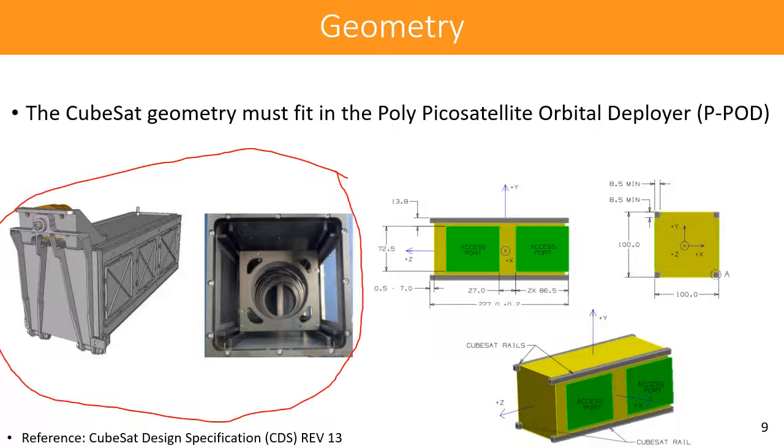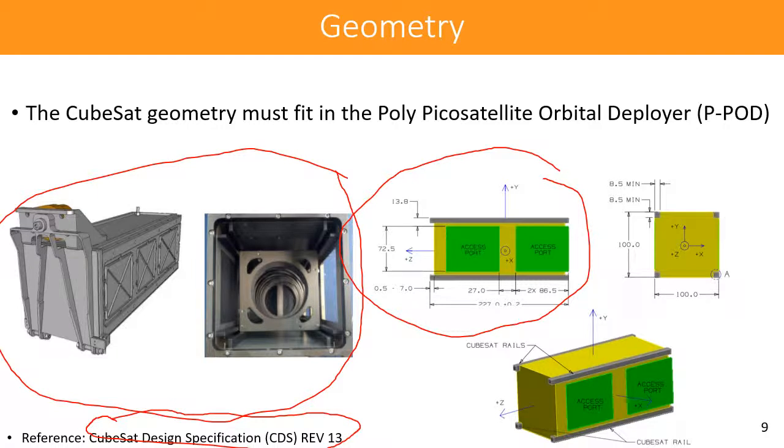Because I decided to go with a 2-unit CubeSat, this figure shows the dimensions. The length is 227 millimeters. Again, the other dimension is 10 by 10 centimeters. The rail needs to be 8.5 by 8.5 millimeters. And there are also some other dimension requirements that were met. All of these can be found in the design specifications by Cal Poly.